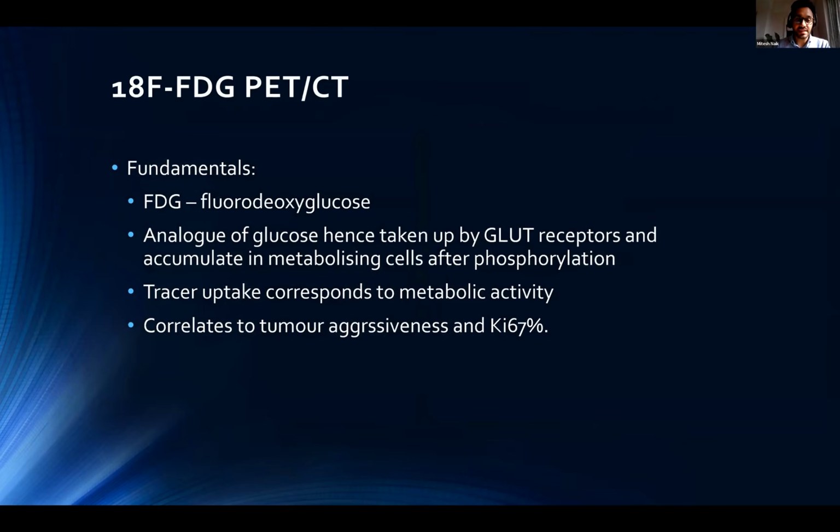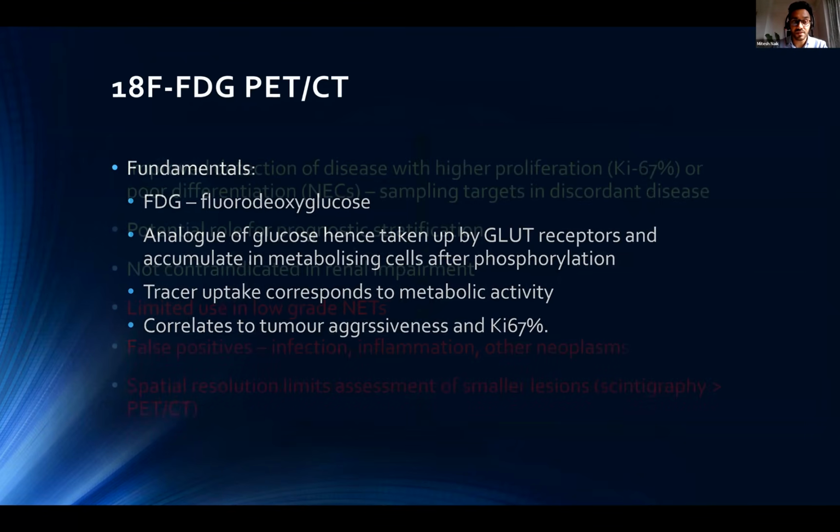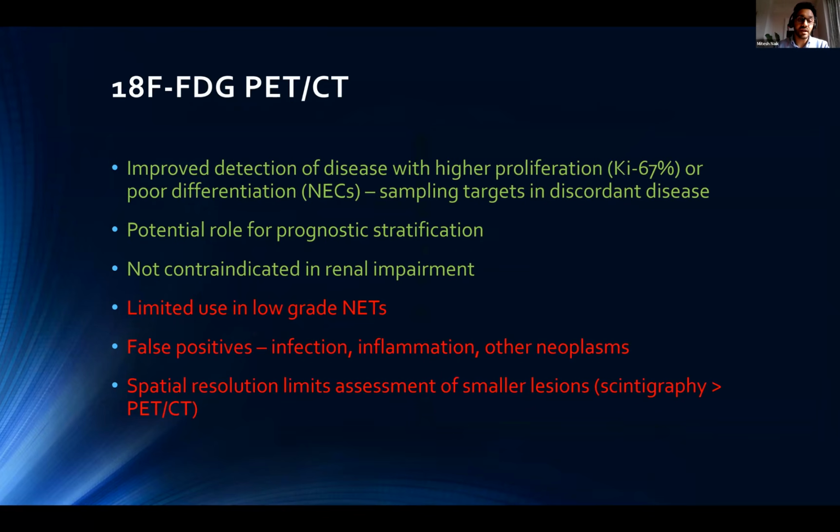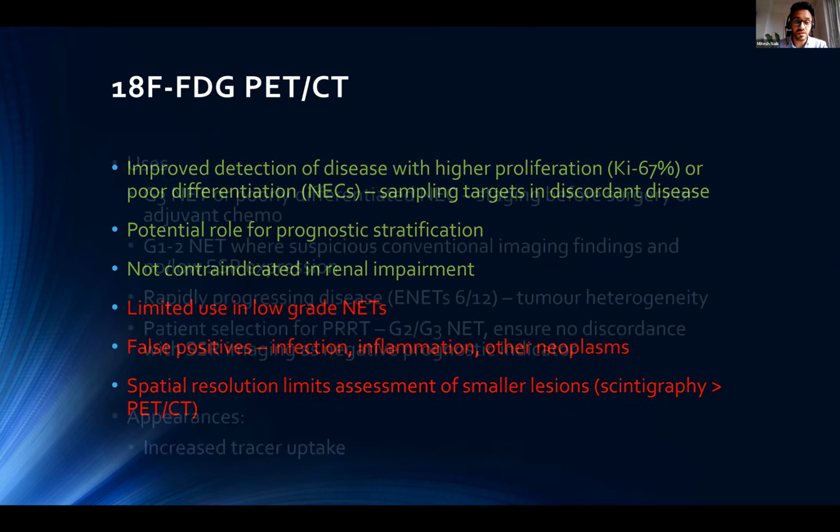So FDG PET is used as an adjunct. This is a glucose analog, and tracer uptake corresponds to metabolic activity, tumor aggressiveness, and Ki67. So it's really helpful for improving detection of disease with those factors, if there are any concerning features on histology, and also to assess the sampling targets in discordant sites of disease. It also has a potential role for prognostication, and again is not contraindicated in renal impairment. It shouldn't be used in low to intermediate grade NETs, and again there are limitations in terms of false positives relating to infection, inflammation, and other malignancies causing FDG uptake.